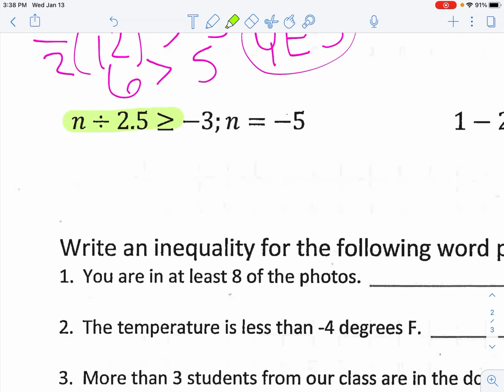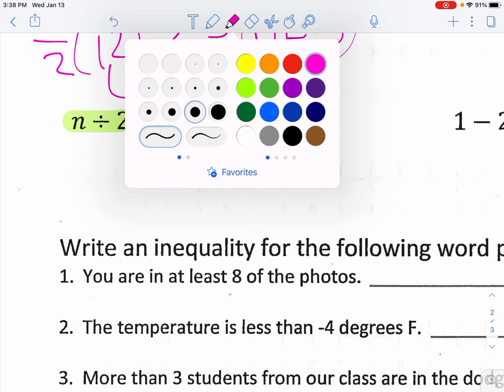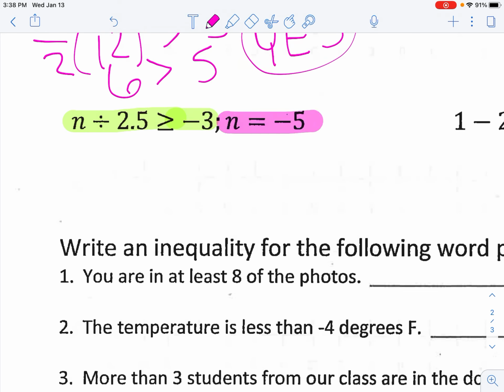Is n divided by 2.5 greater than or equal to -3 if n equals -5? Is -5 divided by 2.5 greater than or equal to -3? Well, -5 divided by 2.5 is -2. Is -2 greater than or equal to -3? Yes.